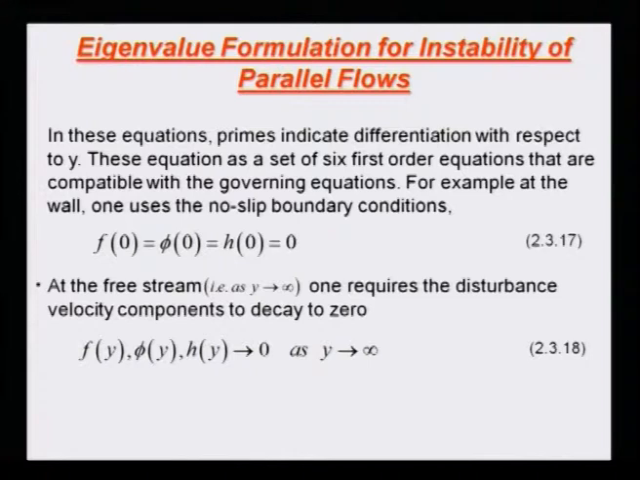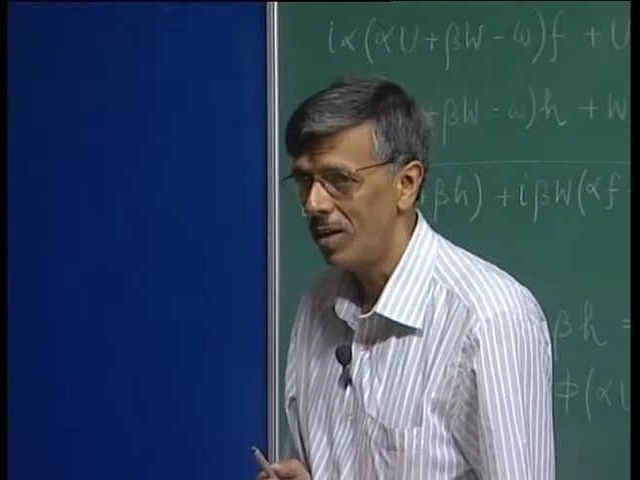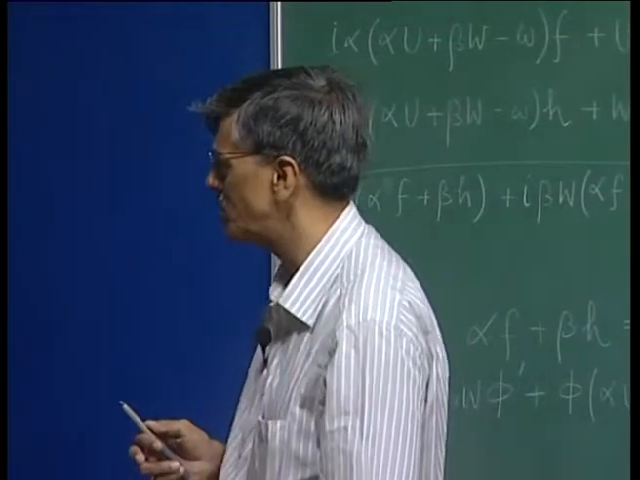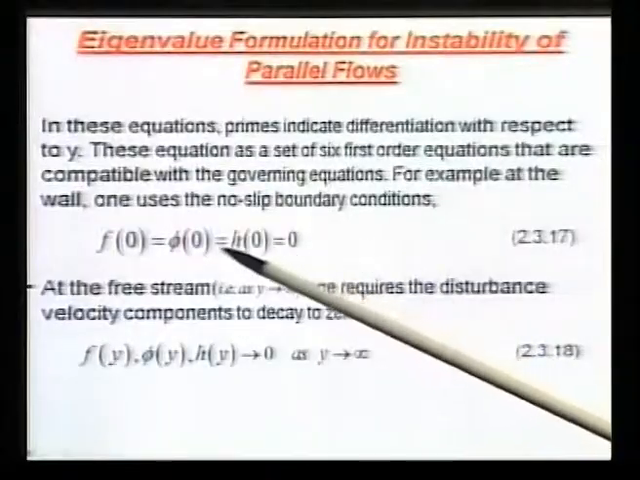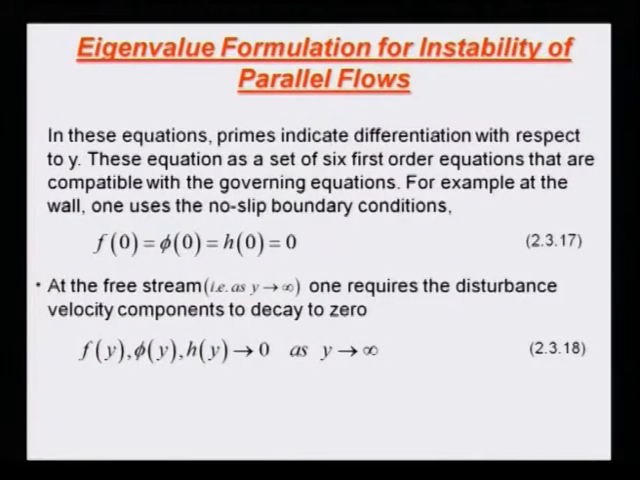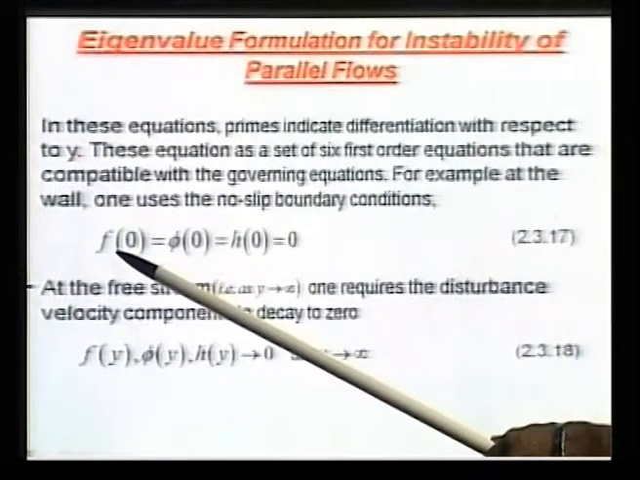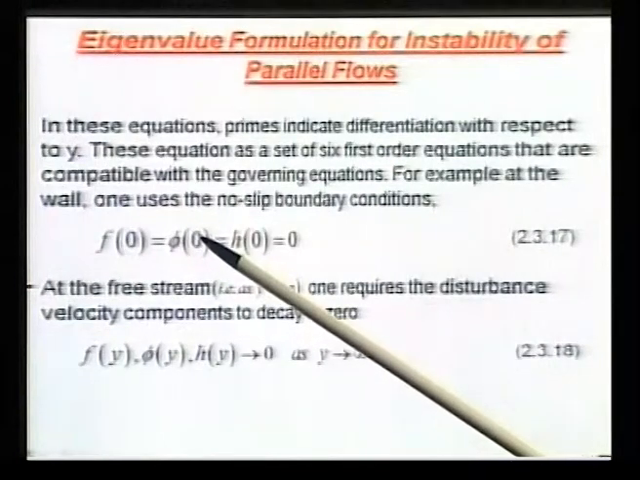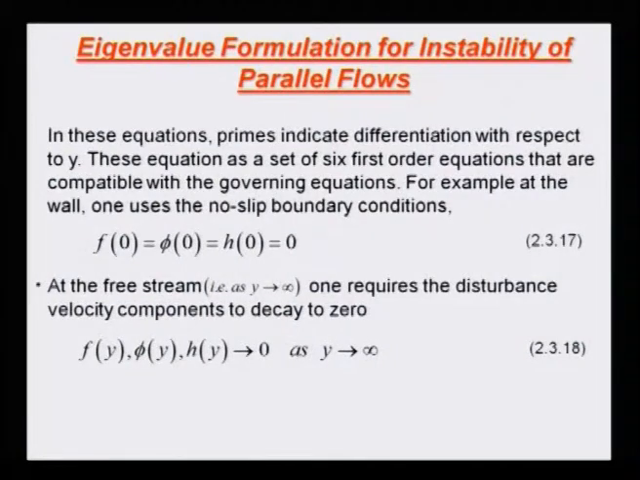These equations, if we are trying to solve in a stability framework, then what should we be doing? We should be satisfying some set of boundary conditions. For example, on the wall we may say there are no disturbances. This implies the amplitude of the u velocity, the amplitude of the v velocity, and the amplitude of the w component of velocity are zeros.